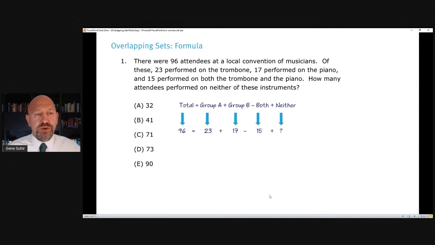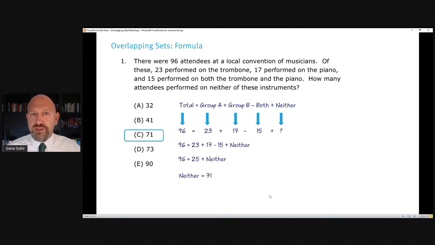Now we put in the appropriate math symbols: total equals group A plus group B minus both plus neither. Now we just have to clean it up a little bit. When you use the formula approach, the math itself is usually fairly minimal. We add up our 23, 17, and negative 15. 17 minus 15, of course, is 2. So 23 plus 2 is 25 plus neither. Subtract 25 from both sides, and we have our neither is 71.